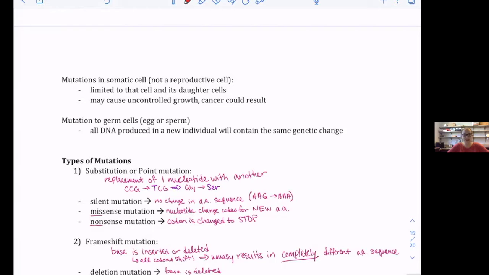However, if the mutation is in a germ cell, so an egg or a sperm cell, that is the DNA responsible for making that next human, right? So the individual will contain the same genetic change. Their entire being will have that genetic mutation.